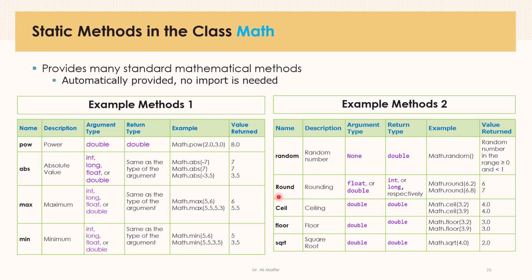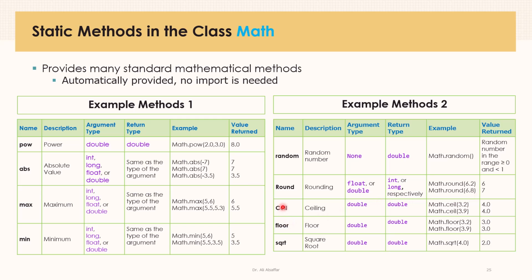For rounding a number, its input parameter is either float or double, and it returns integer or long, respectively. When it says respectively, it means if the input is a float, it returns integer. If the input is double, it returns long. It rounds this number to the closest integer. So as an example, here we have 6.2, then it rounds it to 6. But 6.8, it rounds it to 7. So that means if the digit after the decimal point is 5 or above, it adds 1 to the integer.